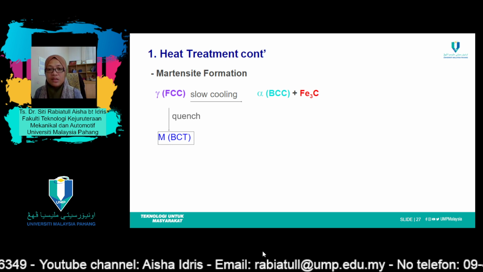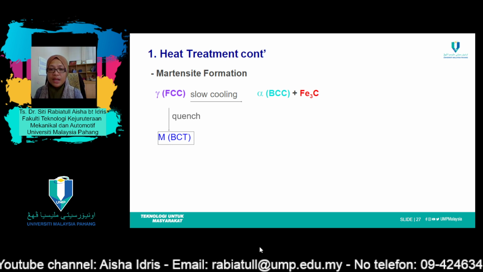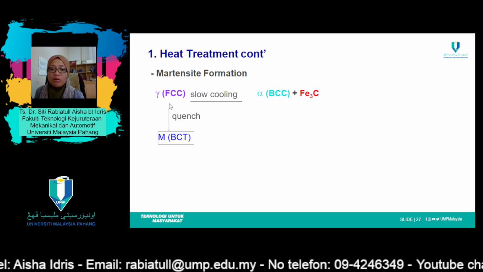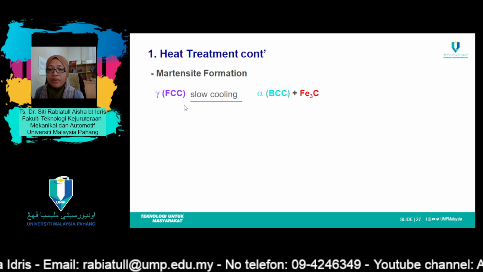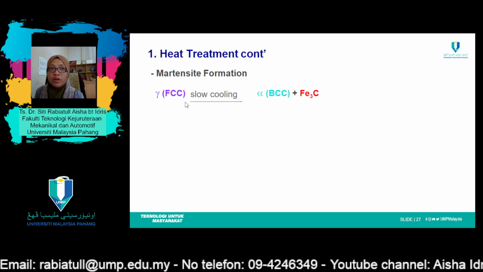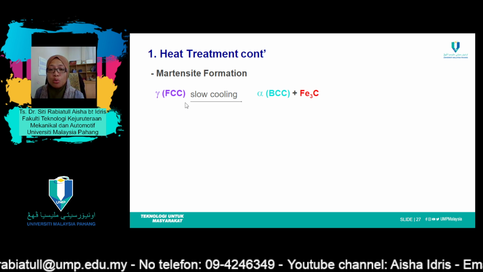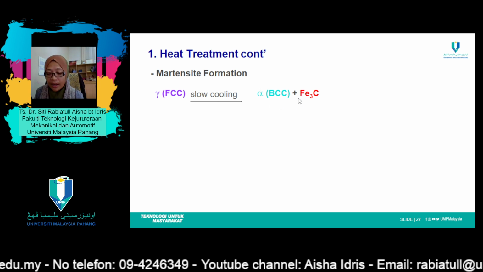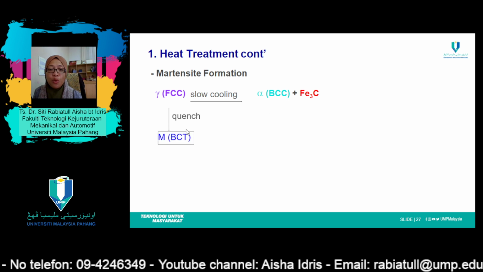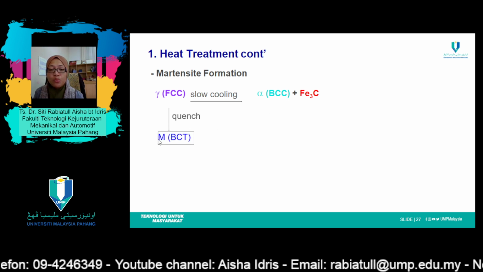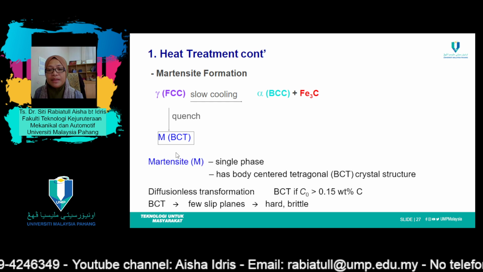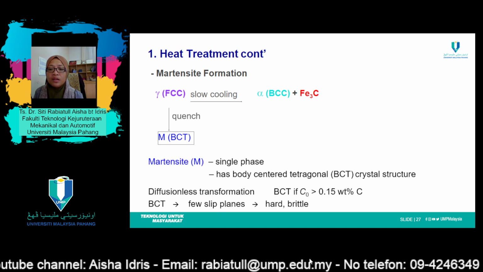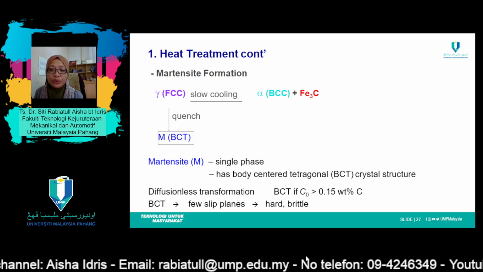Okay, so again, when we look at martensite, this is how it occurs from austenite. From austenite, if you expose it to slow cooling, then it will form ferrite and cementite. But if you quench it, or fast cooling, you will form martensite. BCT actually refers to body centered tetragonal crystal structure.